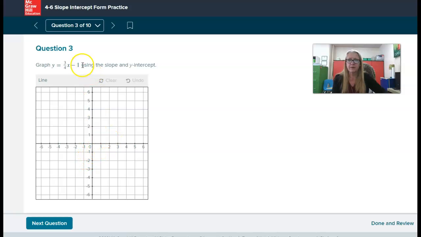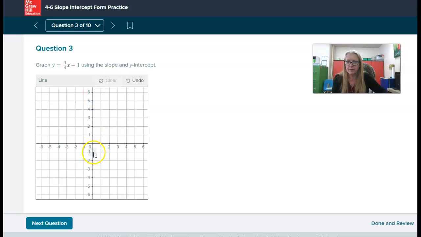Question number 3, the y-intercept is -1. Put your first point at -1. Let's say you mess up and you accidentally put it on -2. If you put another random point somewhere and then click clear, it all goes away.